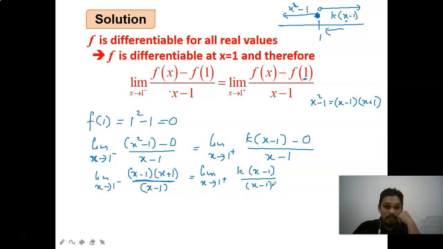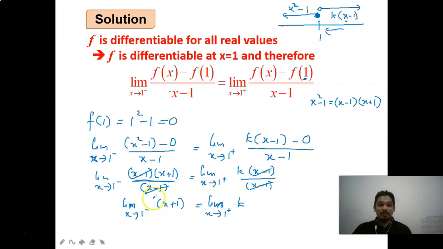Okay, now let's see. x minus 1 divided by x minus 1, and also here, x minus 1 divided by x minus 1. Now, let's simplify this again. x approaching to 1 from left, we got x plus 1, equal to limit of x approaching to 1 from right equal to k.